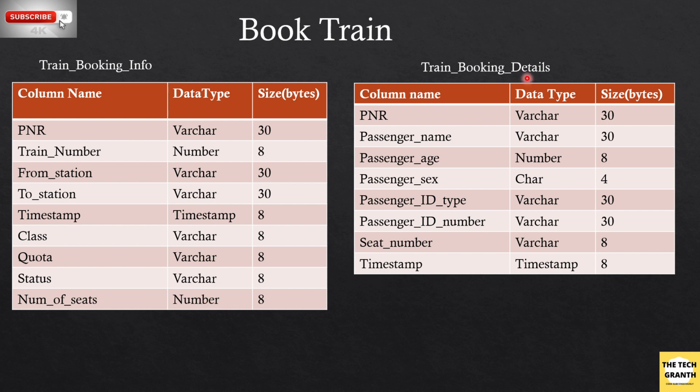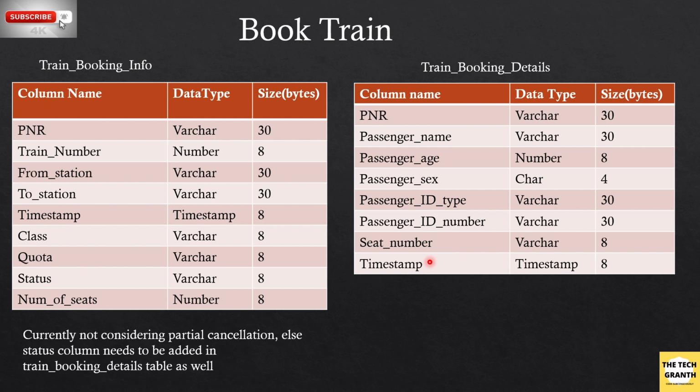And the train booking detail will be like this: suppose the number of seats is 4 under this particular PNR. Then the train booking detail will have 4 rows for this PNR number, which will have the passenger name, passenger age, passenger sex, ID type, ID number, seat number, and the date for which booking is done.